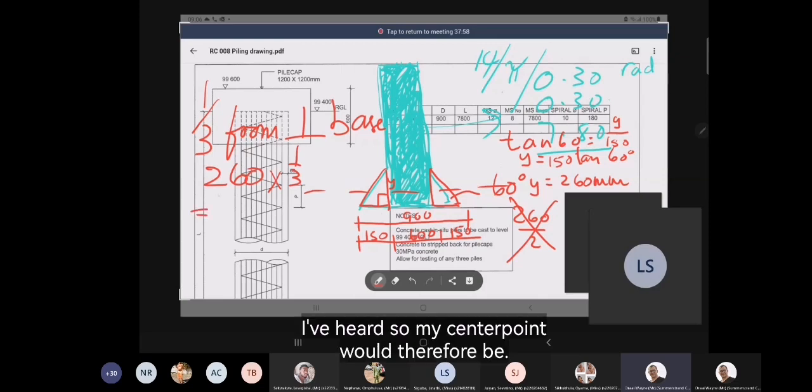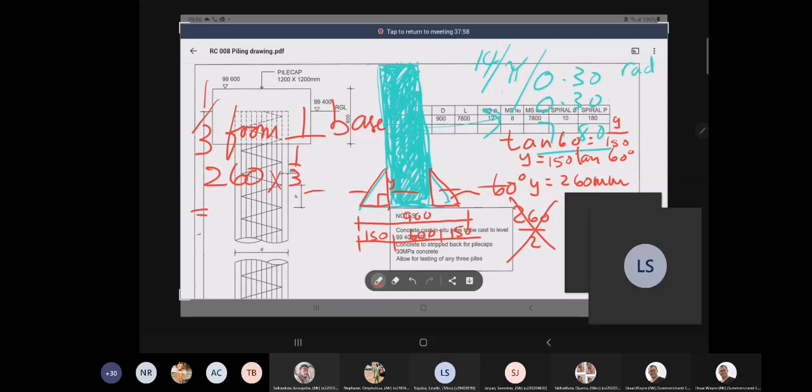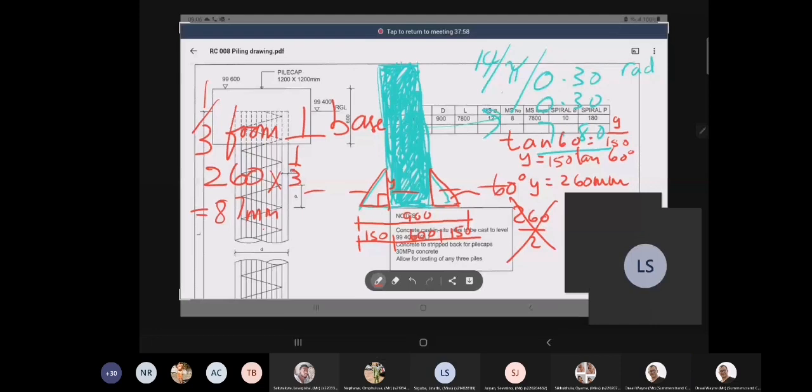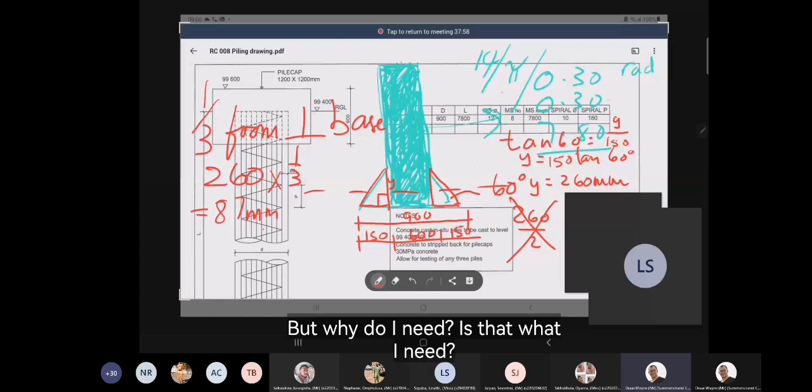So what would my center point be? Talk to me. 87, sir? Will it be 87? Okay, Jan says 87 millimeters. Right, let's see. Okay, but is that what I need?